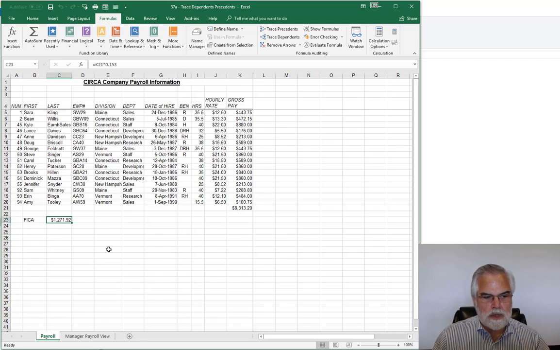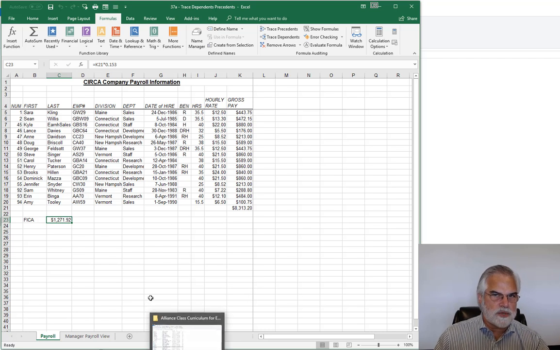Okay, now you look over here. Does that have any dependents? And does it have any precedents? Now you think about it. Naturally, because you see what this number is, look at the formula. It says, I'm taking K21, right here, this number, multiplying it times 0.153. Now, think about it again.